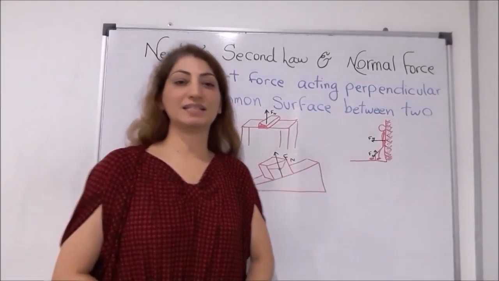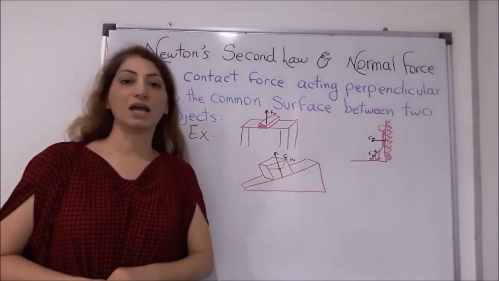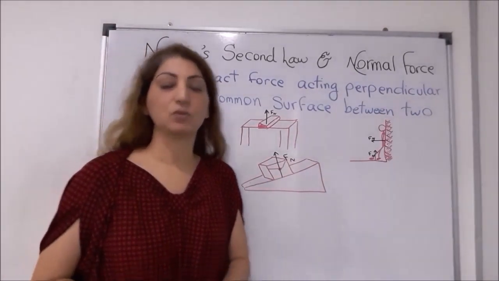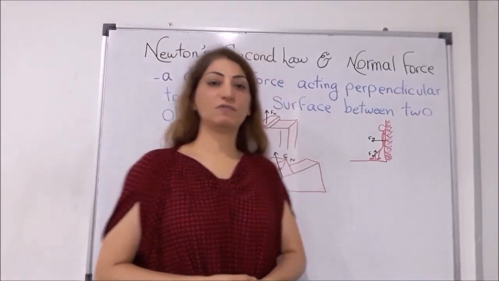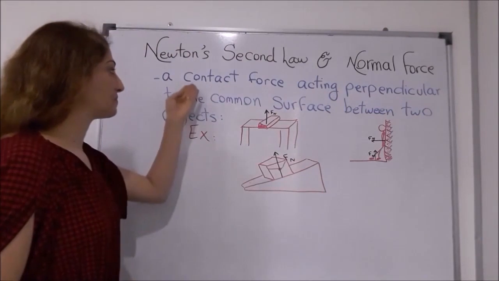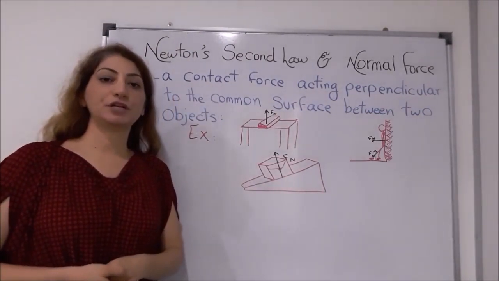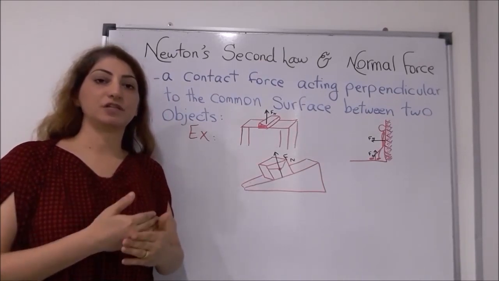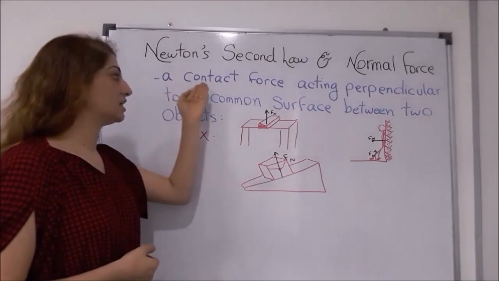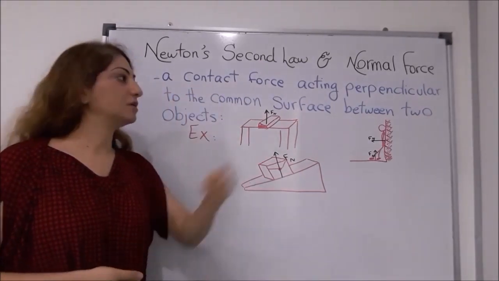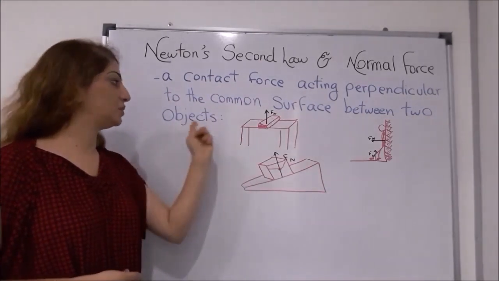Now, at this part, we want to talk about Newton's second law and the normal force. What is a normal force? A normal force is a contact force which is perpendicular to the common surface between two objects. So it is a contact force acting perpendicular, at 90 degrees, to the common surface between two objects.